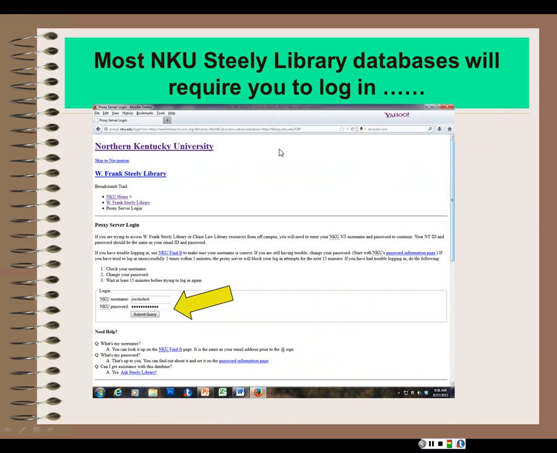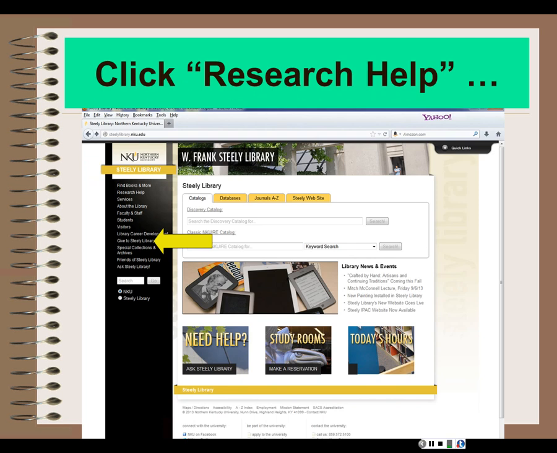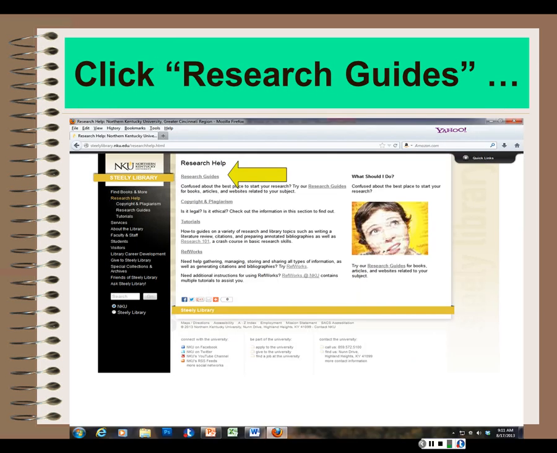And then once you get there, you'll have to put in your username and password if you're going to use Steely Library databases. And then you're usually going to find all kinds of things, and they have all kinds of research help on the Steely Library. They have things like research guides.